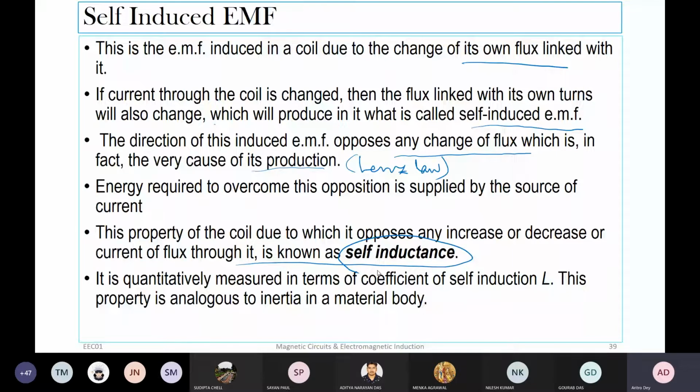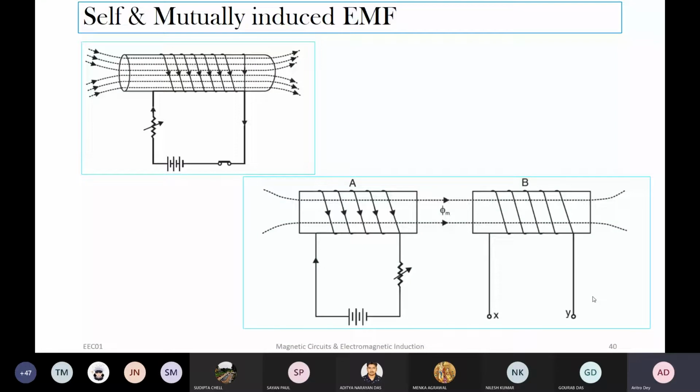If the current is decreasing, then inductance will try to increase it. If it is increasing, then inductance will try to decrease it. It is quantitatively measured in terms of the coefficient of self-inductance, usually noted as L. I'll come to it. This is the property analogous to the inertia of a material body, which we'll discuss. Here we have self and mutual inductance, which we have demonstrated. So you see this is a magnetic material or core.